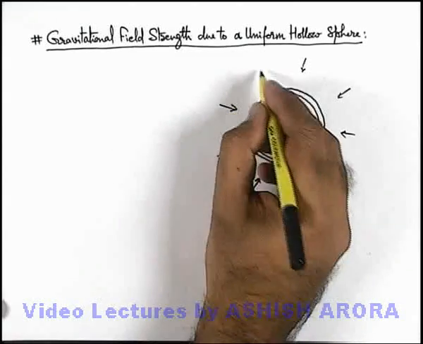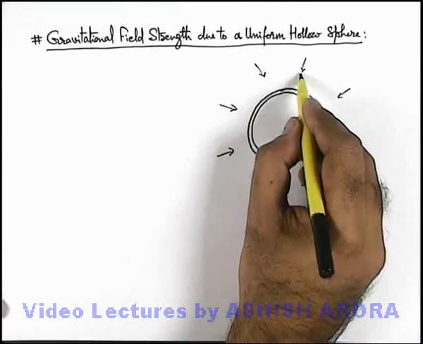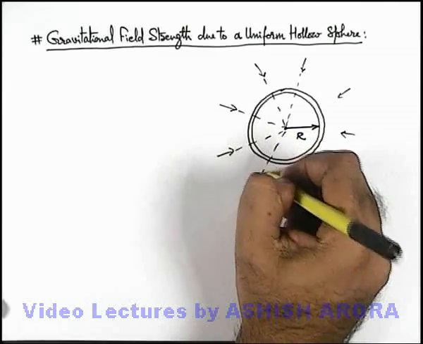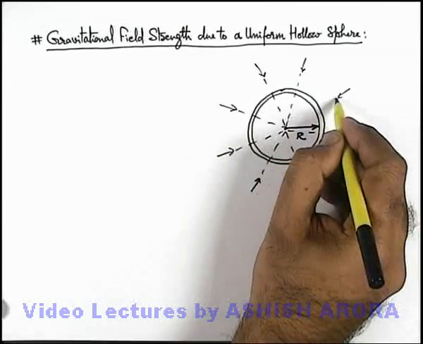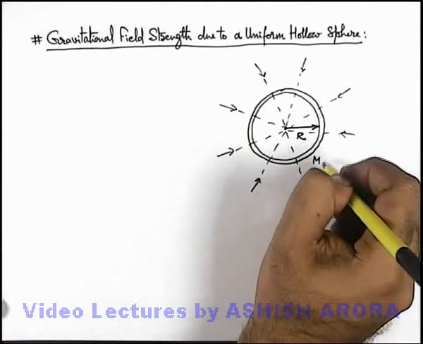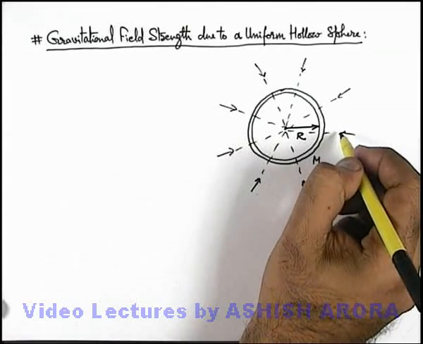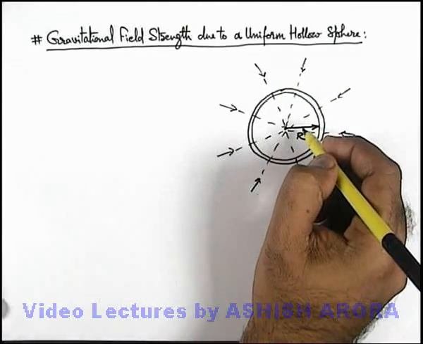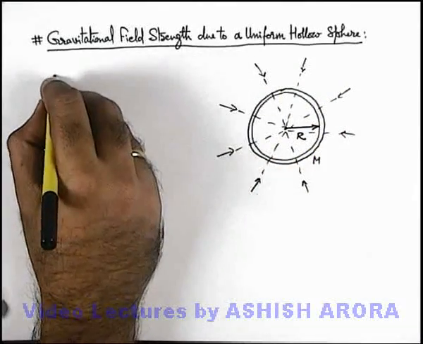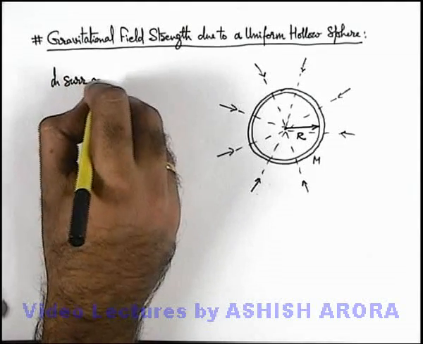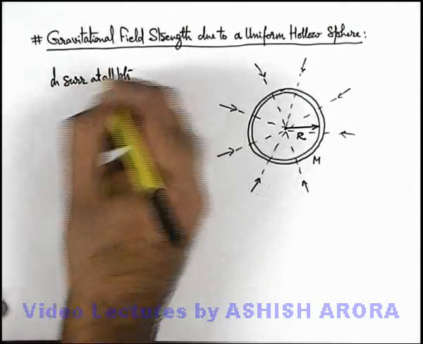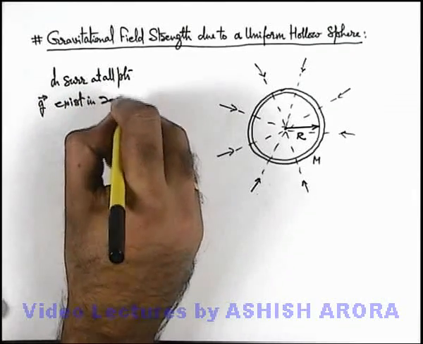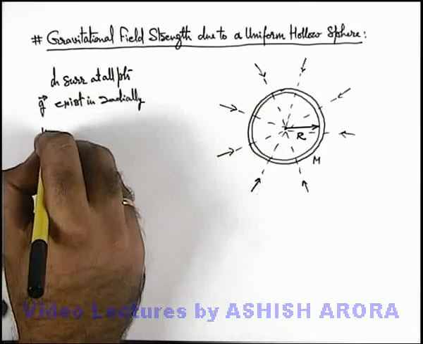Or as if for an outer point we can say that it appears that the gravitational field is directed toward the center of the sphere. By symmetry only we can state it. And in this situation we can state for outer points, the whole of the mass of the body appears to be concentrated at the center because the gravitational field strength is in radially inward direction. So here we can write that in the surrounding, at all points, the G vector exists in a radially inward direction.